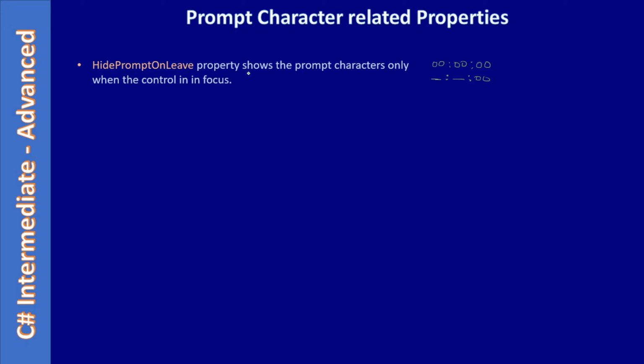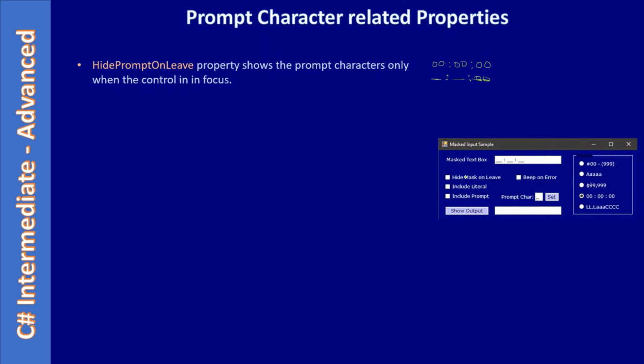So the hide prompt on leave property shows the prompt characters only when the control is in focus. That means it will be like this. Once you leave the control, it will look like a normal text box, but once you enter inside the control, the prompt characters will be shown. So that's the use of this hide prompt on leave property. Using this property, we will implement this portion of our example. We will examine this property using this UI element.